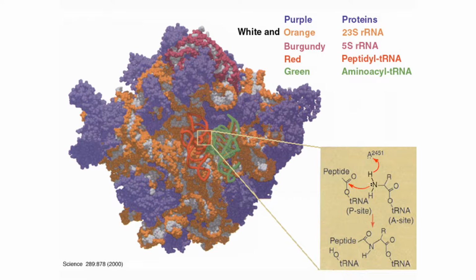contained within that ribosome and is responsible for the progression of translation. So the purple shaded areas are proteins. We have both white and orange indicating the 23S ribosomal RNA and the 5S RNA. The red here is the peptidyl tRNA, and we'll talk more about that in a moment. And the green is the aminoacyl tRNA.